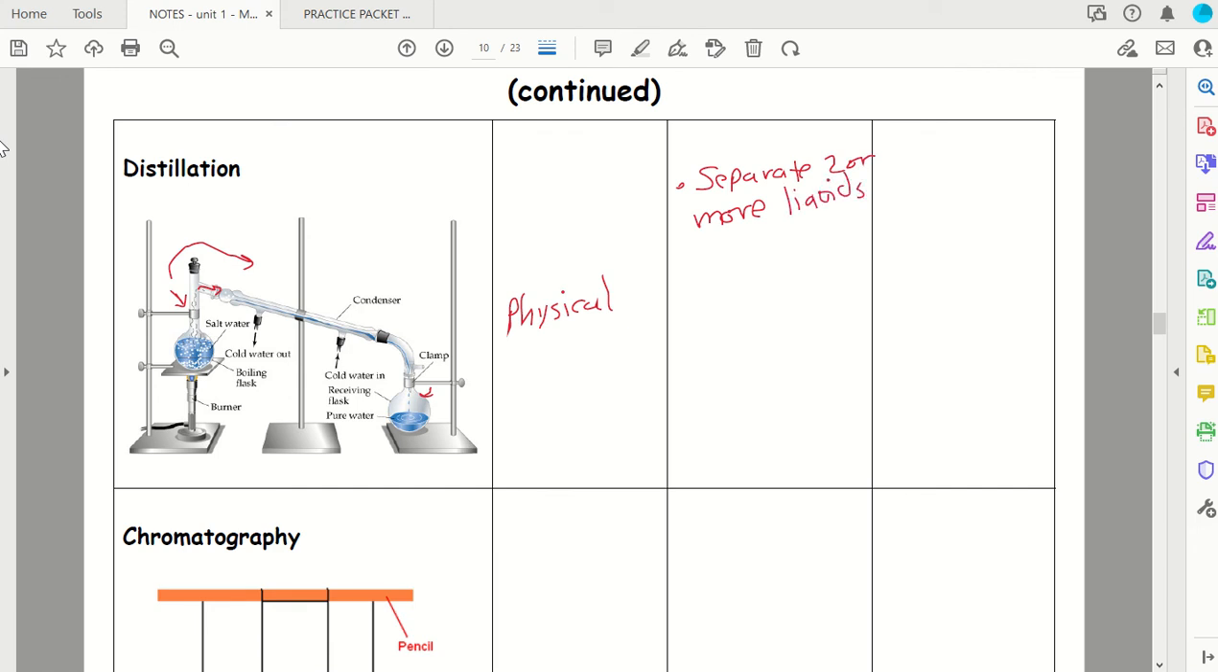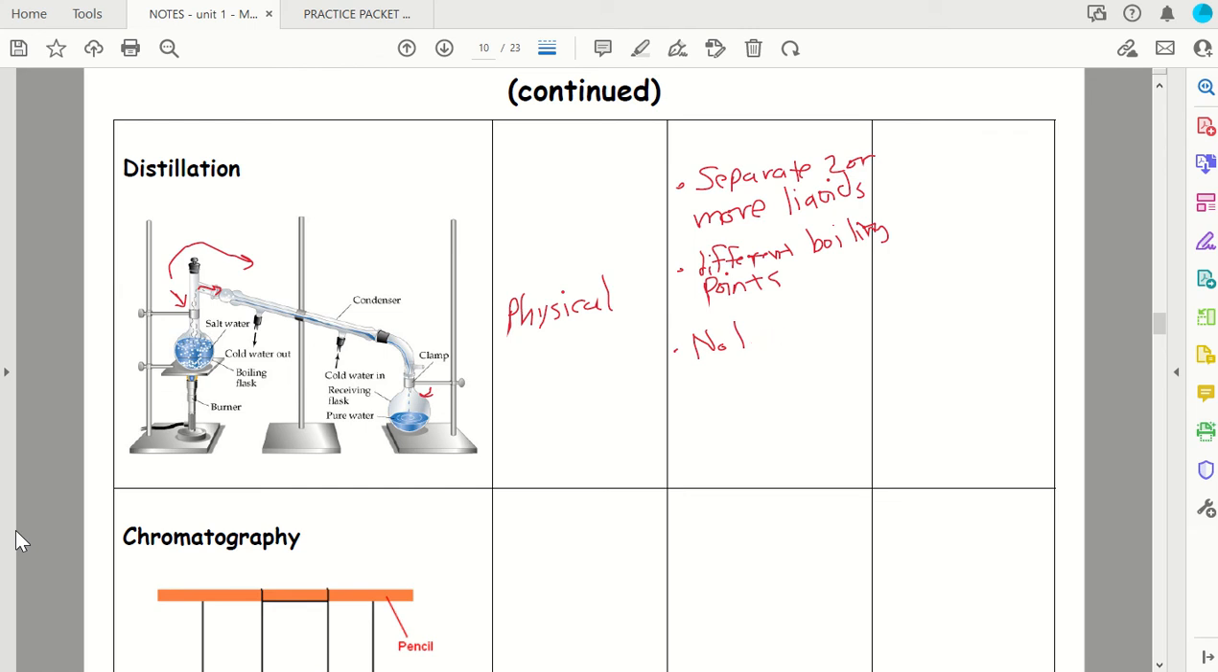What if it was a solid? Remember the filter? That's what we'd use. It's very important that they have different boiling points. I'm going to really work on this writing. And what else? Both solute and solvent are captured. So it's a no loss.